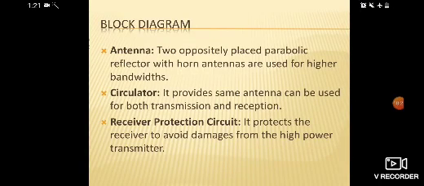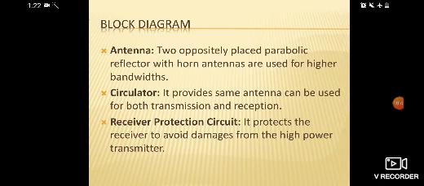What does the antenna mean? It is two oppositely placed parabolic reflectors with horn antennas, and they are used for higher bandwidths. And what is the use of the circulator? It provides the same antenna, which can be used for both transmission and reception.